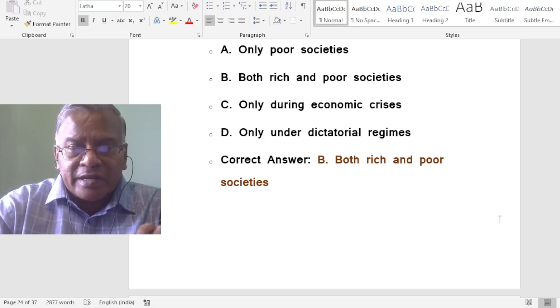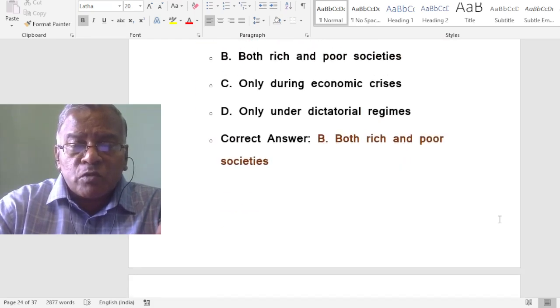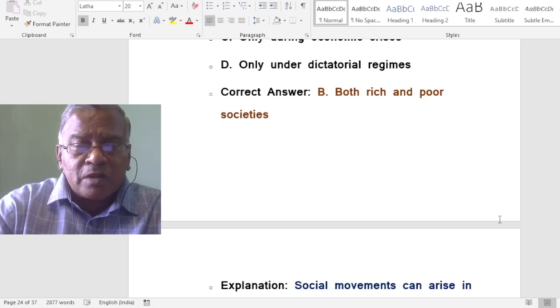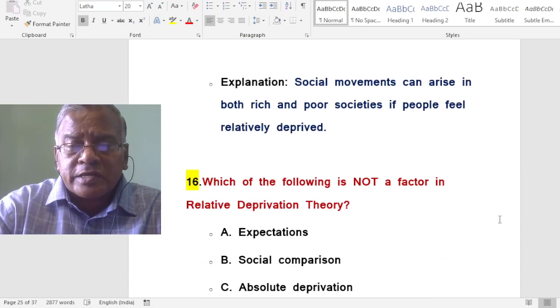No, that is the idea here. So, relative deprivation theory suggests that social movements can arise in both rich and poor societies. Social movements can arise in both rich and poor societies if people feel relatively deprived.